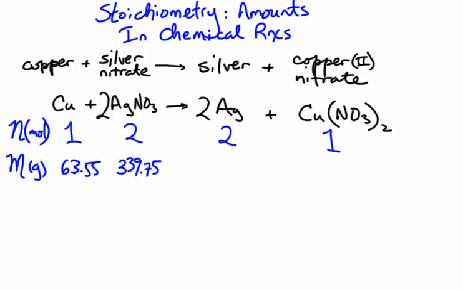339.75 grams. So if I said I would like 2 moles of silver nitrate, that's what you would put onto the triple beam balance, and you would have yourself a nice 1 to 2, and this would work out perfectly, okay? If that's what we were doing.